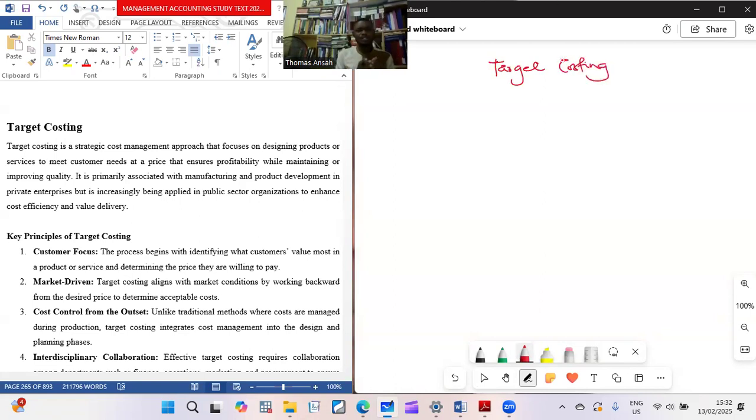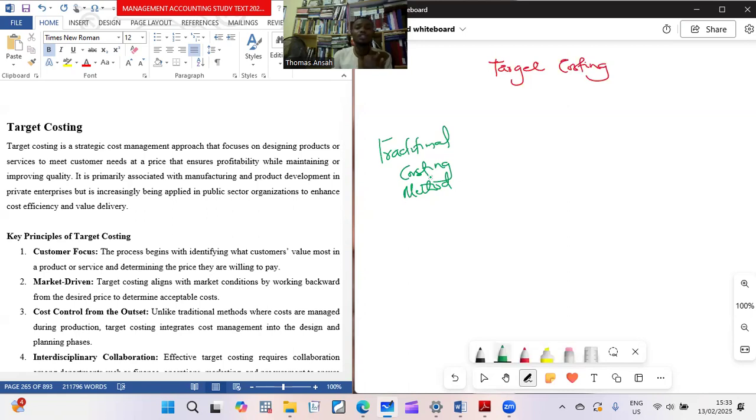But what is target costing all about? It's a very simple idea. Because before we came to the advanced costing techniques, we dealt with traditional costing techniques. And that one too was about four of them, right? Where we did marginal and absorption costing, process costing, batch costing, service costing, and all those things.